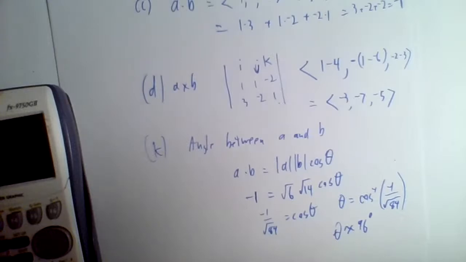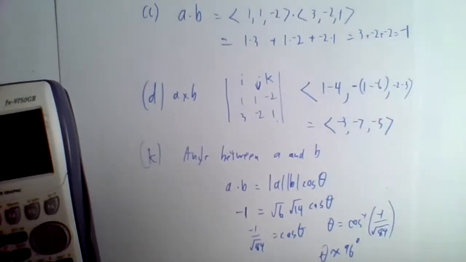What happens when the dot product is negative? The magnitudes, of course, are always positive. So if you get a negative dot product, that means they're more than 90 degrees apart. If you get a 0 dot product, that means they're exactly 90 degrees apart. That was our perpendicular thing.